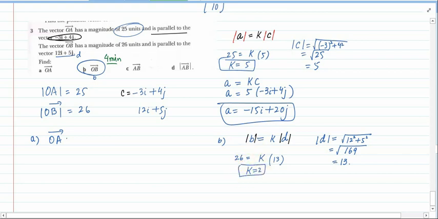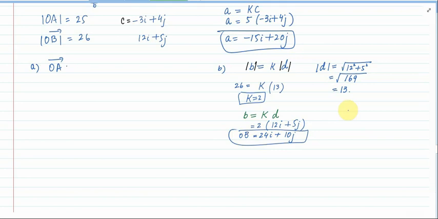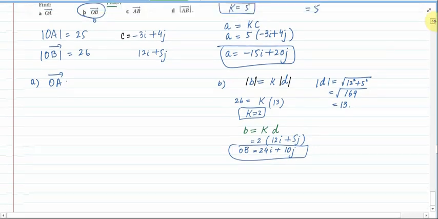Once you have the value of K, you need to apply the condition for vectors, which is B equals K times D. The value of K is 2 and the value of vector D is 12i plus 5j. When you multiply, you will get 24i plus 10j. That is your vector OB here. Alright, so I hope that all of you got the answer.